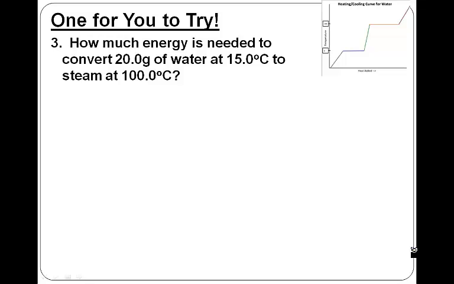So figure out where you're starting and ending on your graph. Figure out which steps you're going to need to add together and calculate the number of calories it will take to do this entire process. Again, remember to include units. Make sure that you don't have to do sig figs, so don't worry about sig figs. Bring that to class and we will check it together.